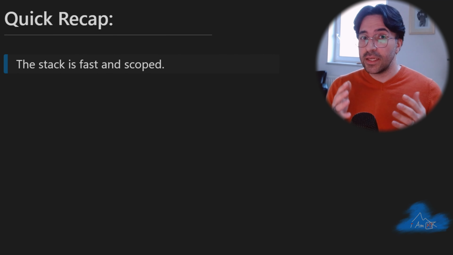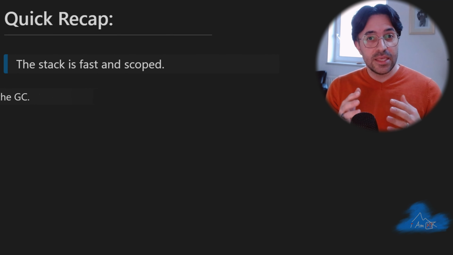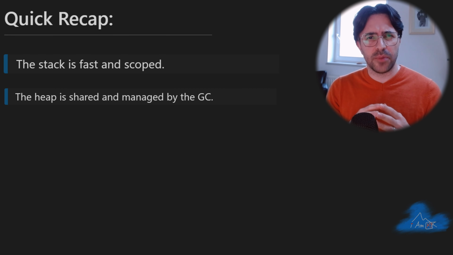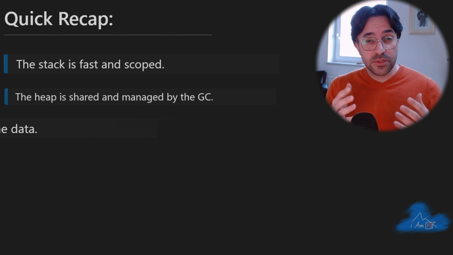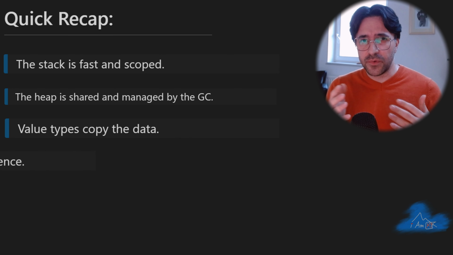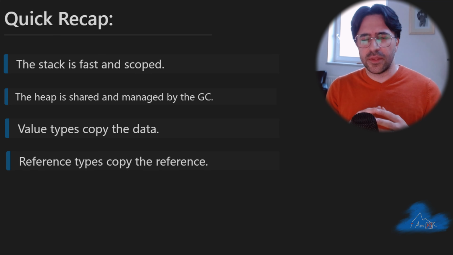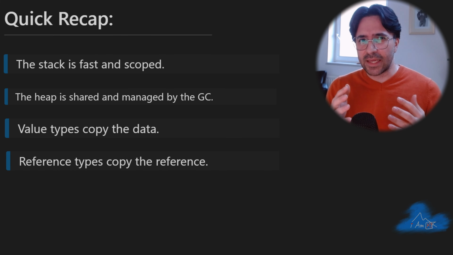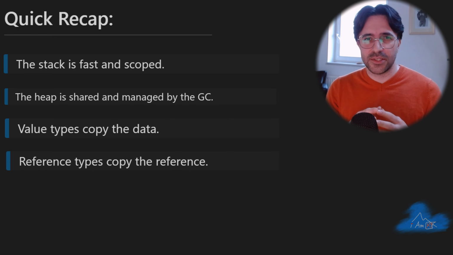So, quick recap. The stack is fast and scoped. The heap is shared and managed by the GC. Value types copy the data, reference types copy the reference. Once you understand that, variables in C# make way more sense to you.